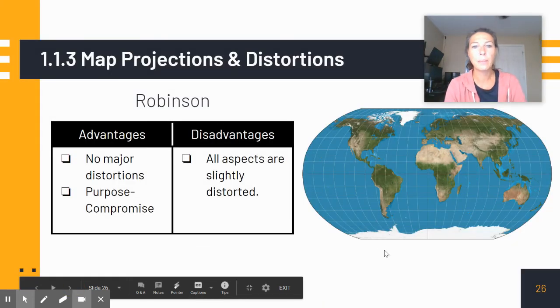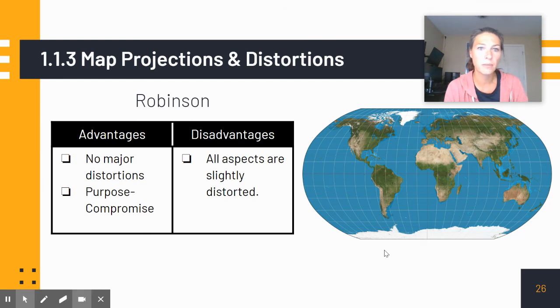Okay, the Robinson projection, this is the educational map. The advantage of the Robinson projection is that it's the compromise. It's called an equal area projection. So it distorts a little bit of everything to not majorly distort anything, if that makes sense. Its benefit is also its disadvantage: it streamlines all the distortions, but that means that everything is kind of distorted, just not totally distorted. If that makes sense.